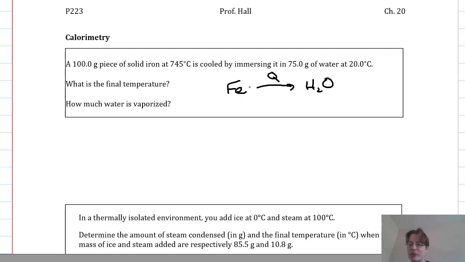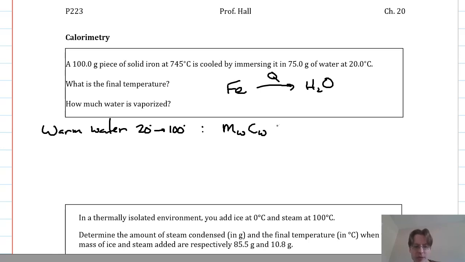So in this case, what I'll do is figure out how much heat is given off. Well, actually, let's first figure out how much heat it takes to warm the water to its boiling point, from 20 up to 100 degrees Celsius. Let's figure that out first. This will be mass of water, C for water, times delta T, which will be 80 Celsius.